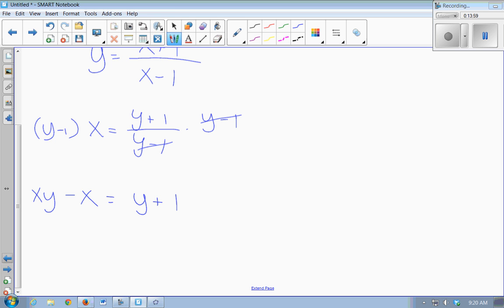Okay, so if I want to solve for y, I should put all the y terms together on one side of the equation, and all the non-y terms on the other side. So I'll add x to both sides. So I have x plus 1 equals xy minus y.